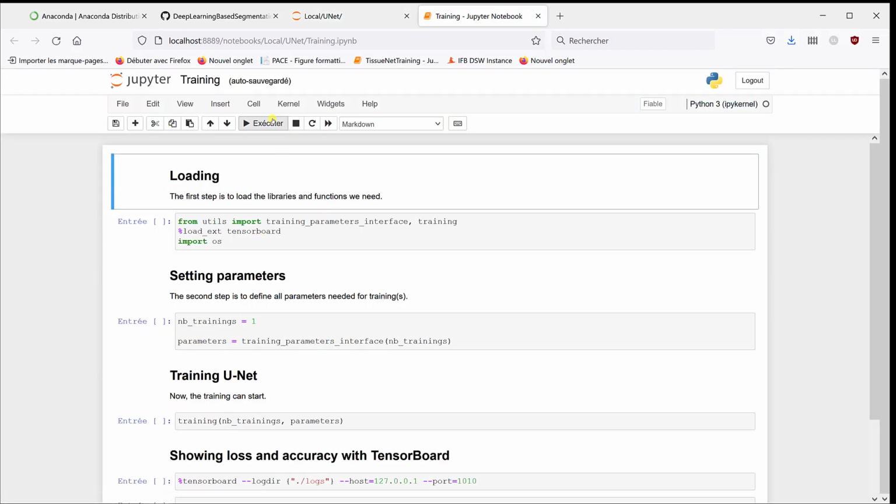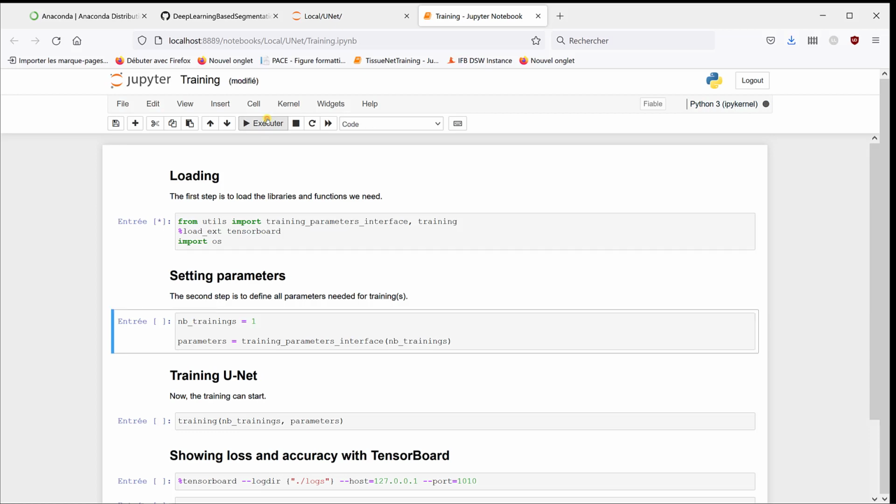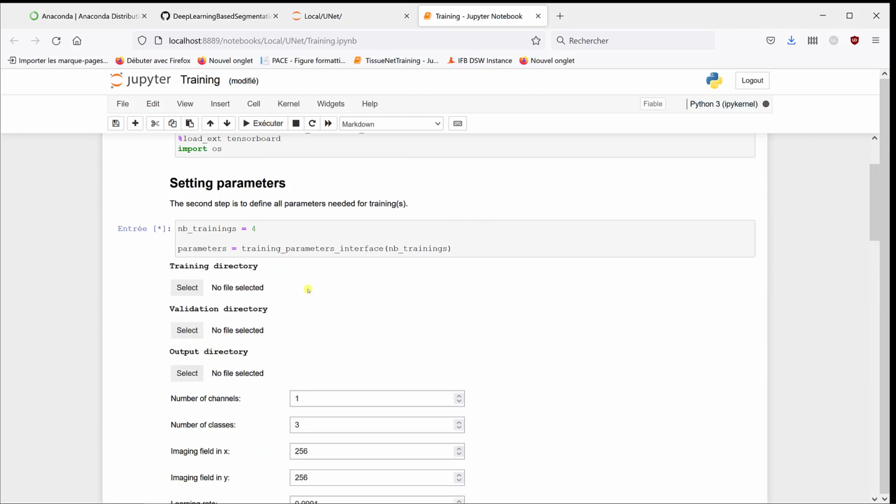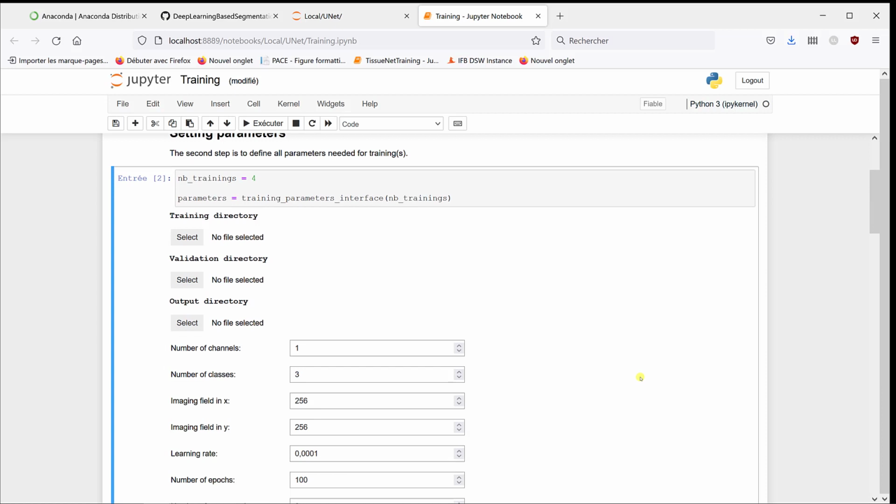So it's always organized the same way. First we load everything we need to run the notebook. And then we're going to define training. So I'm going to directly change this and define 4 different sets of parameters. As for image classification, I'm going to try different values for the learning rate.